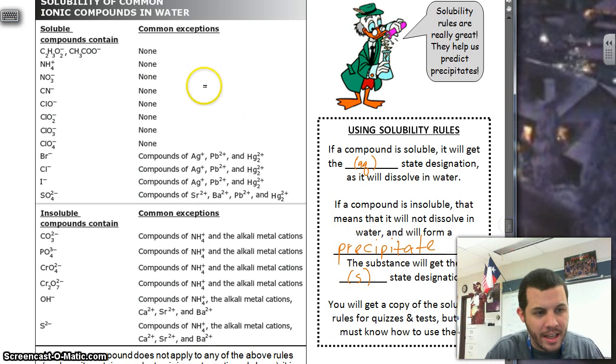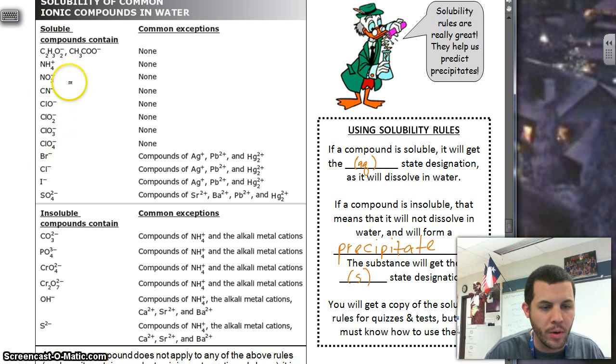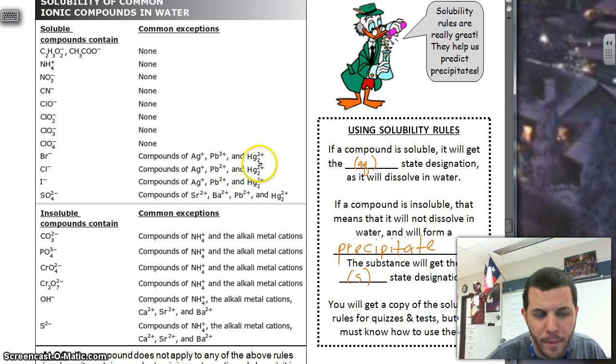So that's what we can do. We're going to look at this list. This tells us any compound that contains these polyatomic ions, these are always soluble. Anything that's ammonium, always soluble. Anything that's nitrate, always soluble, so on and so forth. These are always going to be soluble. Now, some of them have exceptions. For instance, chloride has an exception. All chlorides are soluble except when it's paired up with silver, lead, or mercury. Easy enough. All of these are always insoluble.